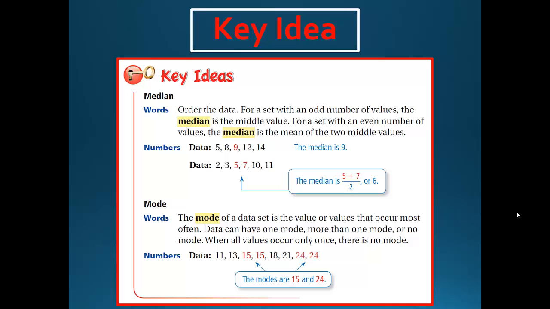Now we'll look at mode. The mode of a data set is the value or values that occur most often. Data can have one mode, more than one mode, or no mode. When all values occur only once, there is no mode. For the data set 11, 13, 15, 15, 18, 21, 24, and 24, this set of data has two modes. Both 15 and 24 appear two times, where every other number is only once.